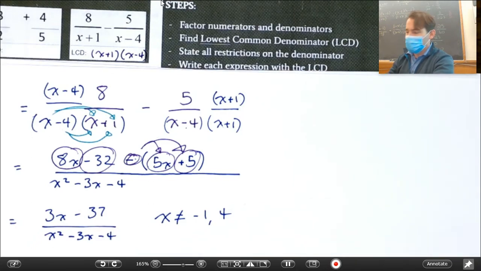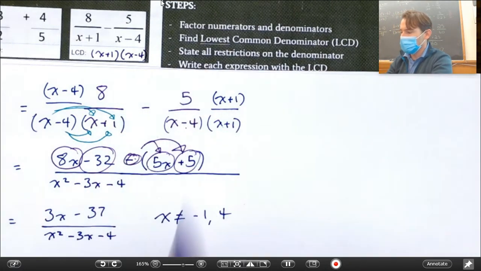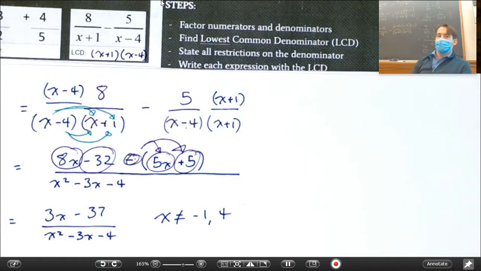Since the 5 over x minus 4, multiplied by x plus 1, since that's also the same, it gives the same denominator as the other one. Would you put a squared denominator, or would you just leave it?